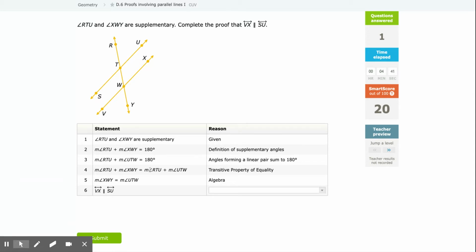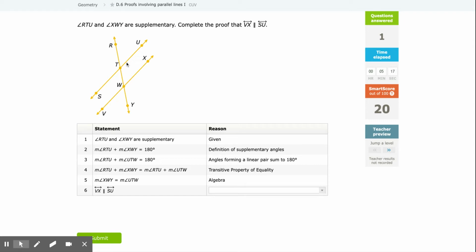In other words, what we did here is we actually just used the transitive property of equality, because we just said this is equal to that, that's equal to that, thus that must be equal to that. It's the transitive property of equality. Now we just use a little algebra. Basically what we did is we subtract the measure of angle RTU from both sides. That cancels that, leaving the measure of XWY equal to the measure of angle UTW.